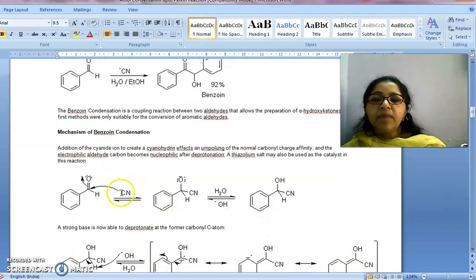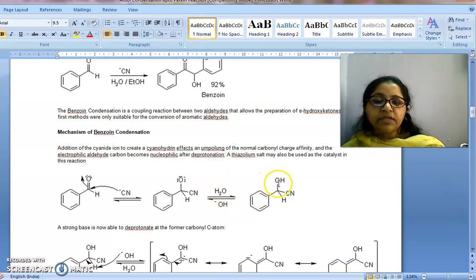Here CN minus is the initiator. So cyanohydrin is formed. The addition of cyanide ion takes place here. Cyanide ion attacks the carbon, and finally what you see here is that cyanohydrin is formed. So how will this hydrogen be formed?